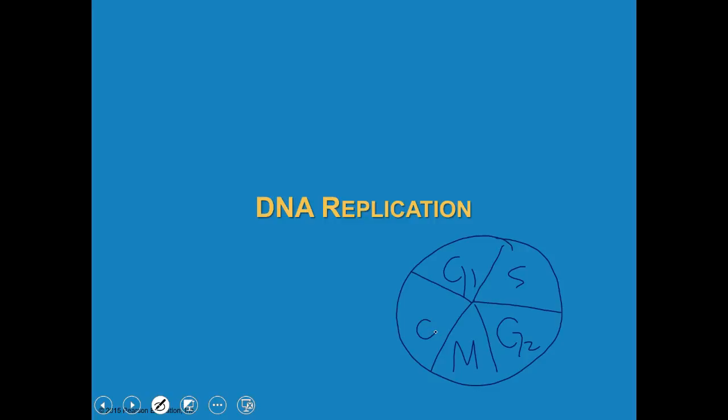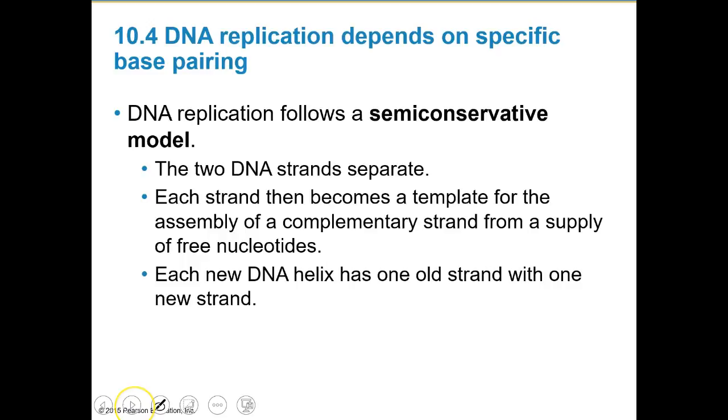But remember, in order to undergo mitosis in the cell cycle, we have to copy the DNA. So in this S phase, we actually have to undergo DNA replication. So this applies to the cell cycle here. Think back to that when we go forward.